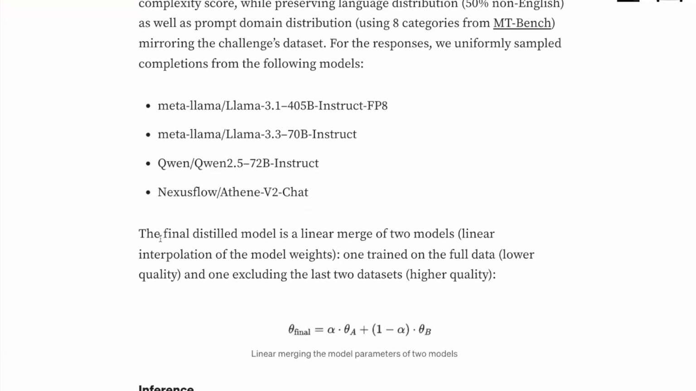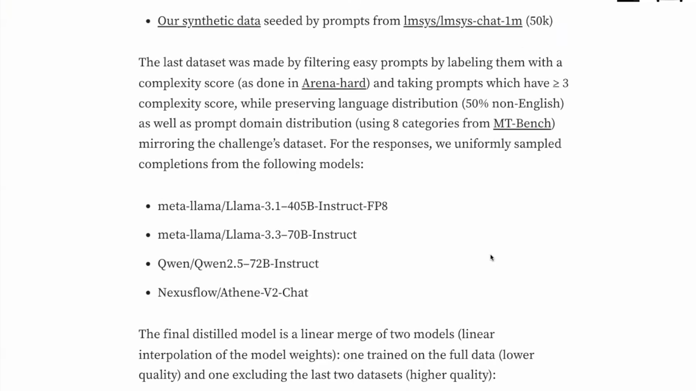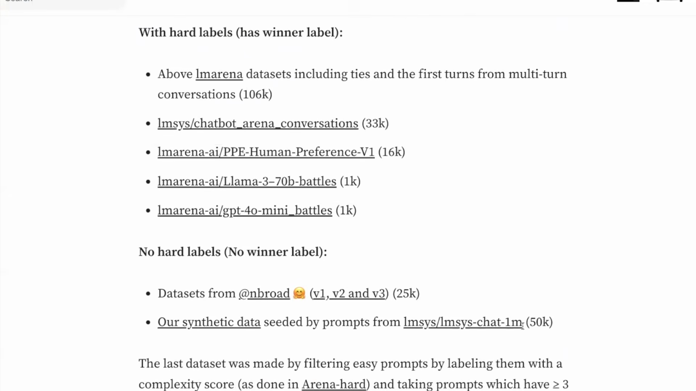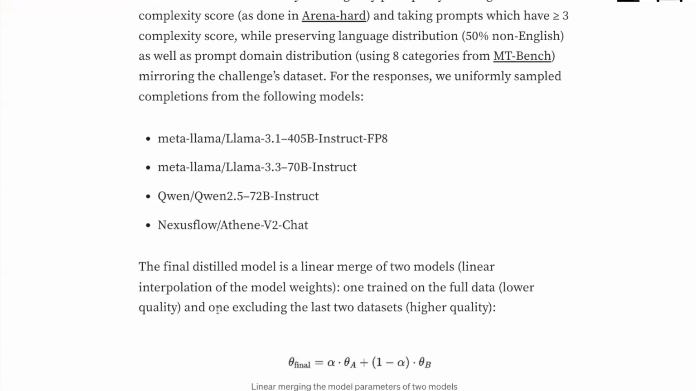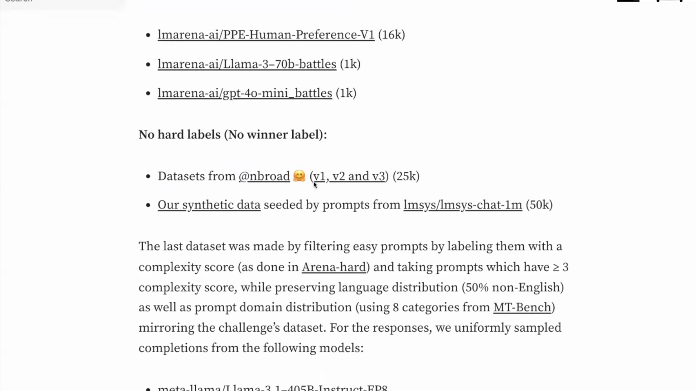Another interesting thing they mention is that the final distilled model is a linear merge of the two models. One is trained on the full data, which includes all of these data sets, with hard labels and without hard labels. So it's trained on all the data sets. The other one excludes the last two data sets, because the last two are synthetically generated, right? The labels, because there's no winner label, are just generated by the teacher model.